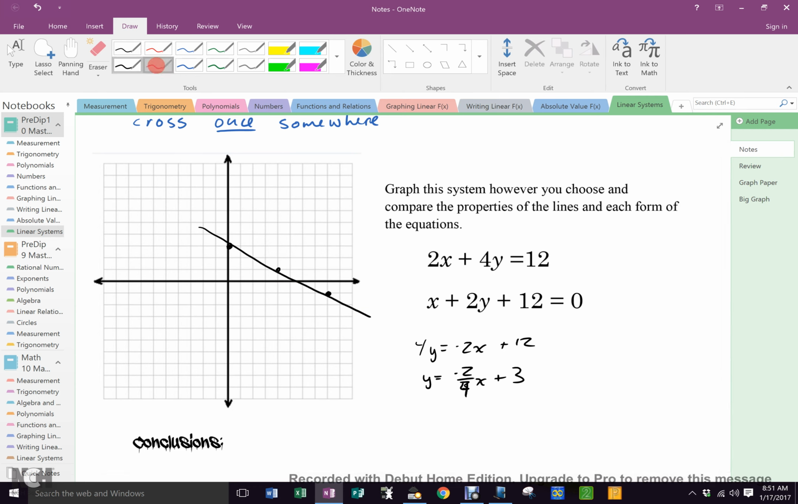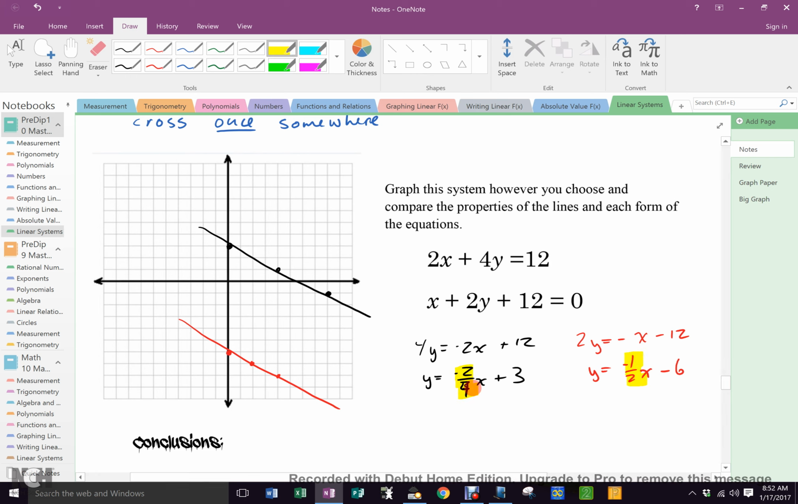Now, what's the other one? 2y equals negative x minus 12. Y equals negative 1/2 x minus 6. Down 1, out 2, down 1, out 2. What's going to happen there? They're never going to cross. Why?